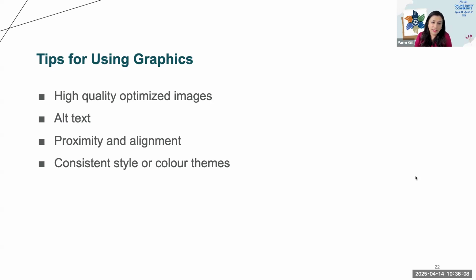Alt text is important. Again, proximity and alignment. Even alignments within the images can add more visual complexity. So, choose images that are meaningful and simple and can explain the concepts as concisely as possible. And then again, consistency in style and color themes.